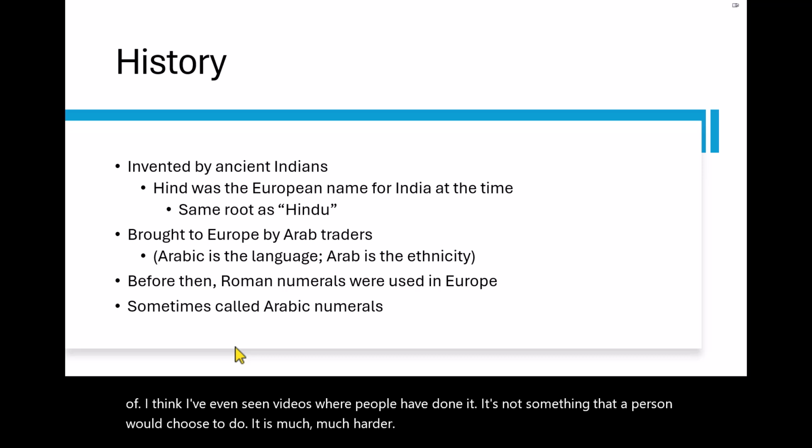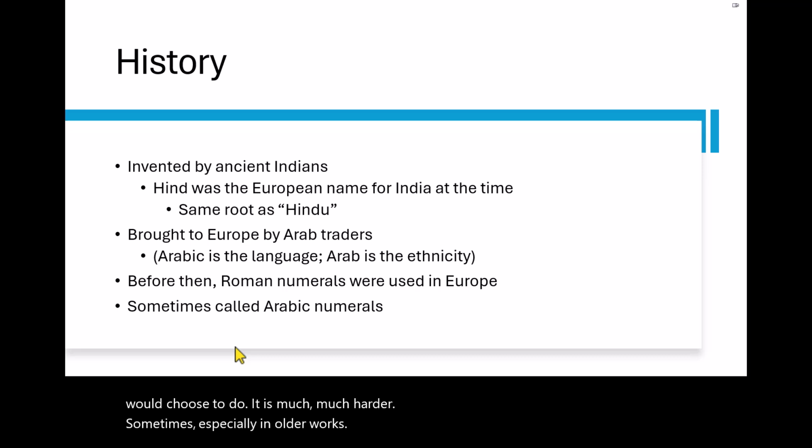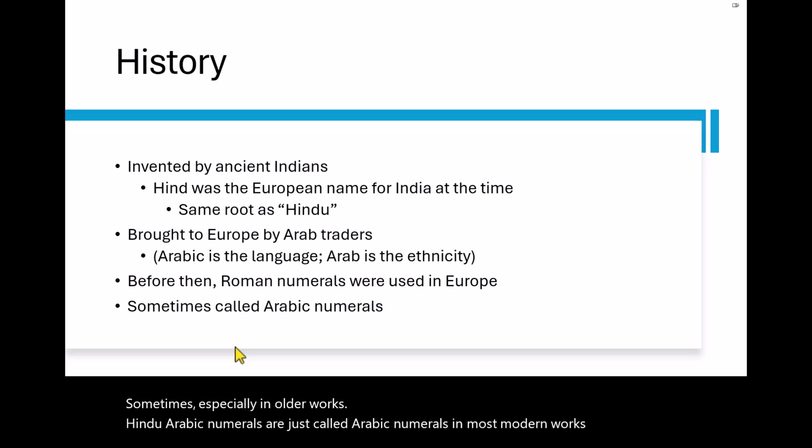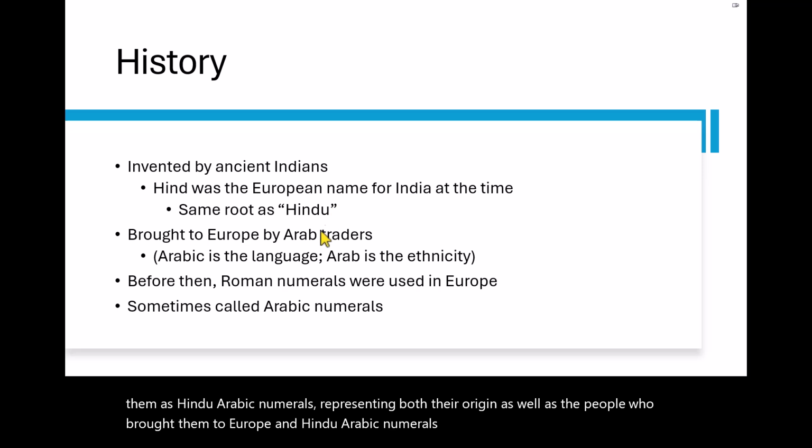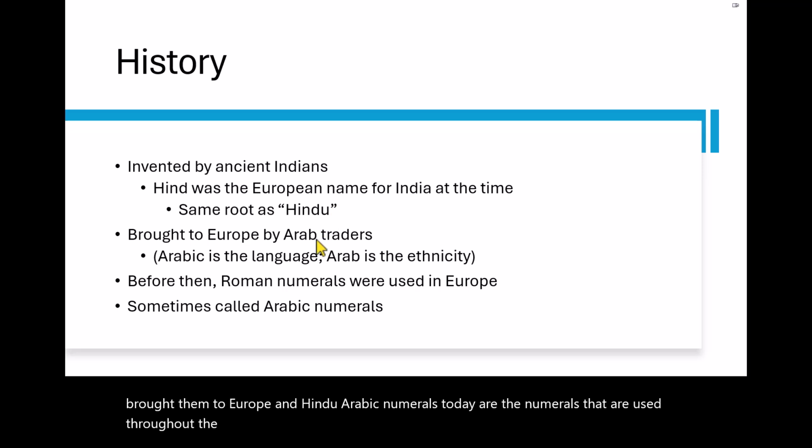Sometimes, especially in older works, Hindu Arabic numerals are just called Arabic numerals. In most modern works, we refer to them as Hindu Arabic numerals, representing both their origin as well as the people who brought them to Europe. And Hindu Arabic numerals today are the numerals that are used throughout the world for the most part.